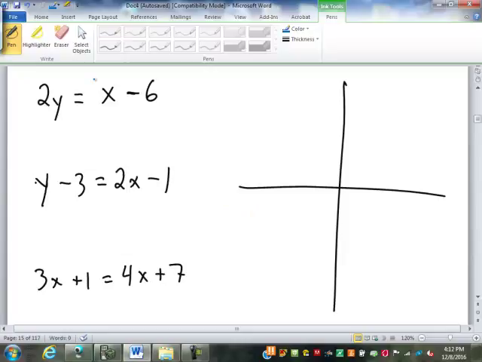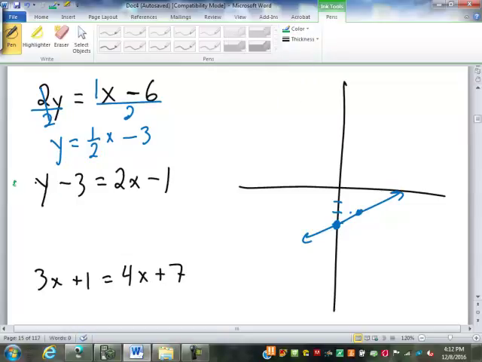Let's try this first one. What do we have to do the first one? Divide by 2. So this is just going to be y. What's x divided by 2? Yeah, it's treated as 1x, so it's 1/2 x, or 1 over 2 times x, minus negative 6 divided by 2 is negative 3. So where do we start? Negative 3. And from there we go up 1 over 2, right there.